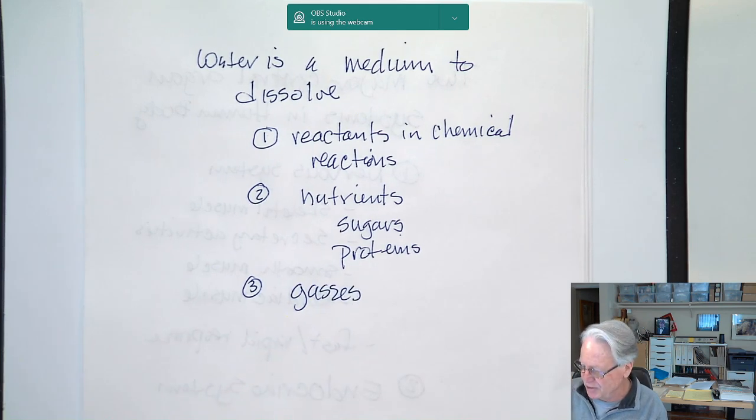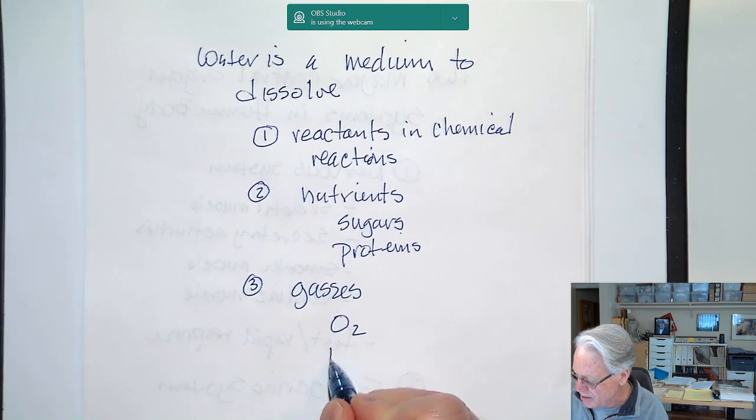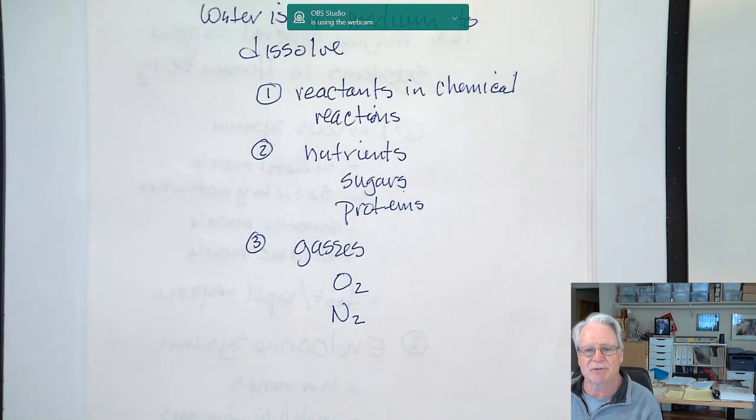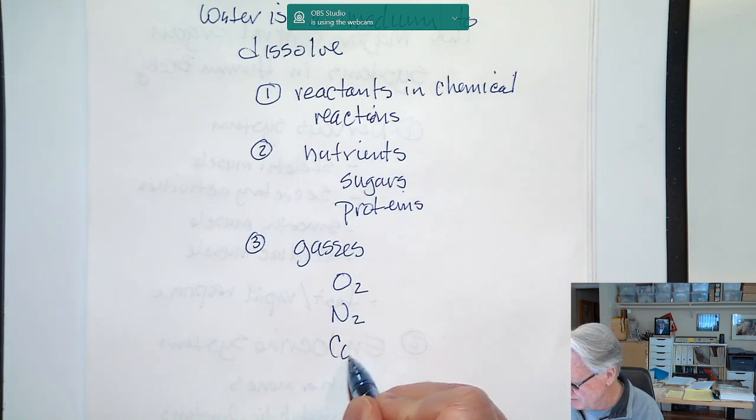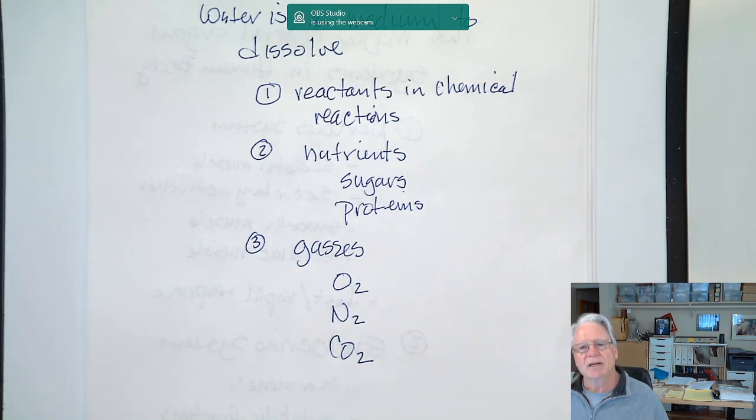What type of gases? In particular, we're talking about oxygen and nitrogen. These are dissolvable in water. Okay. So that's good because we need the oxygen to be transported. I could add another one here, carbon dioxide. We need oxygen to be transported to our cells. So it's a good thing that it can be dissolved in water.